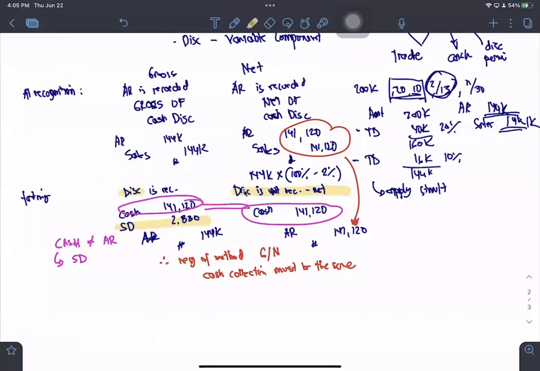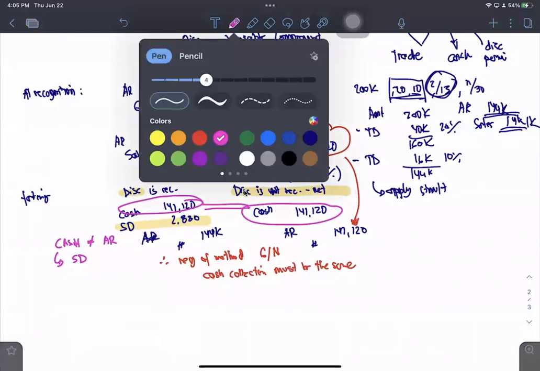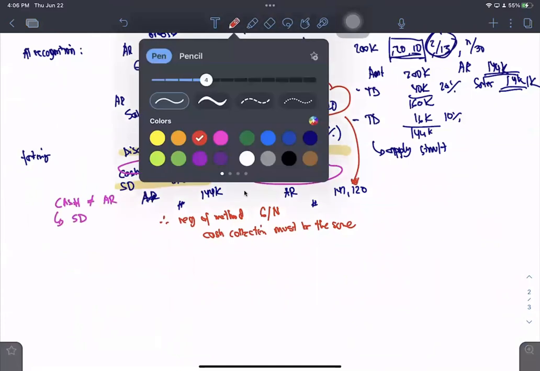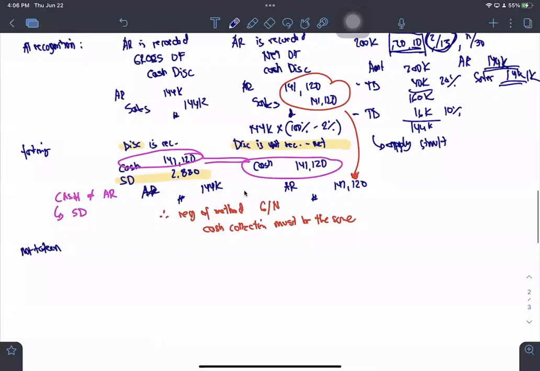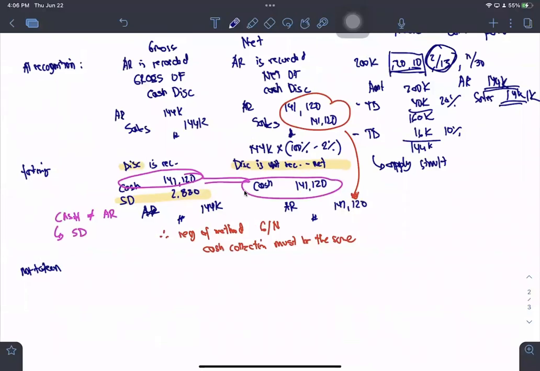What if it is not taken? Okay? What if it is not taken? What is our entry? Or what is the effect? So whenever it is not taken, there is no effect on our books. You will just recognize cash and AR, 144,000. As to your net method, there is an effect on our books.